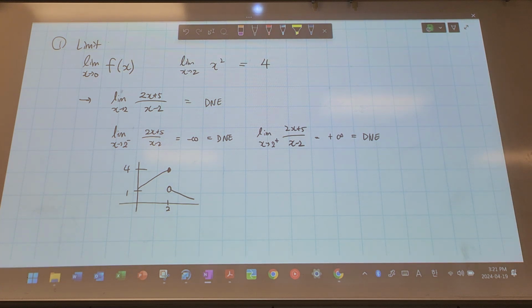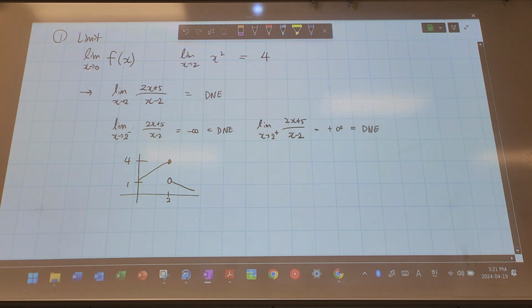So does the limit exist? It doesn't. In this case, the limit does not exist at 2. If you go from the negative side, it's 4. From the positive side, it's 1. But the overall limit does not exist. It's also not continuous. It's also not differentiable, but that's fine for now.